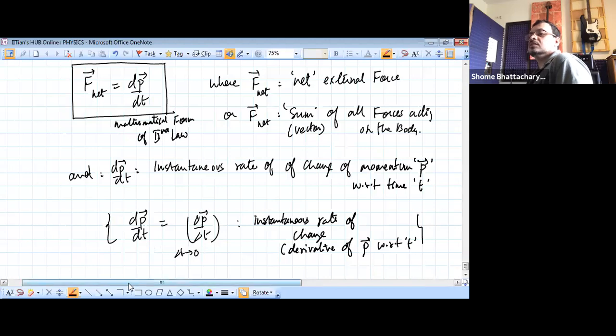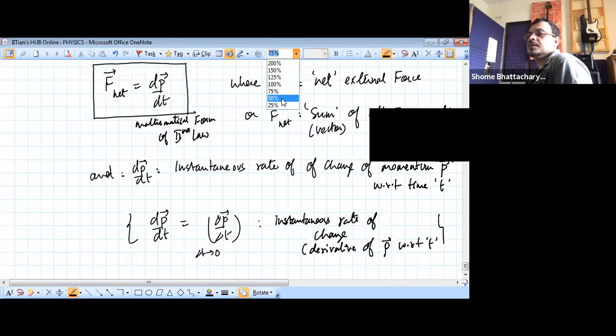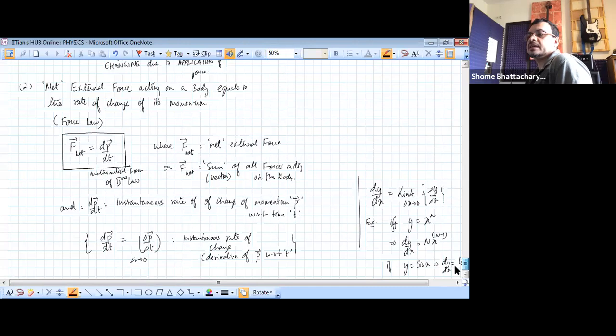And this is the one that will be most important for us in terms of problem solving. All problems of Newton's laws, all numerical applications of Newton's laws, will be solved by basically using the second law in mathematical form. So just note down this definition and the meaning of both sides of the equation first.